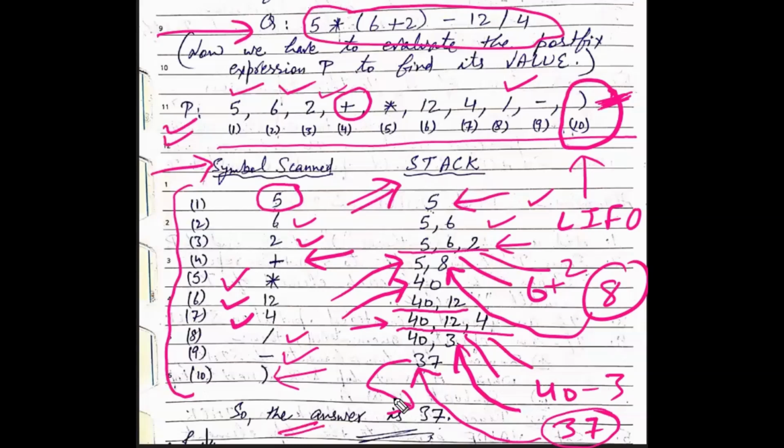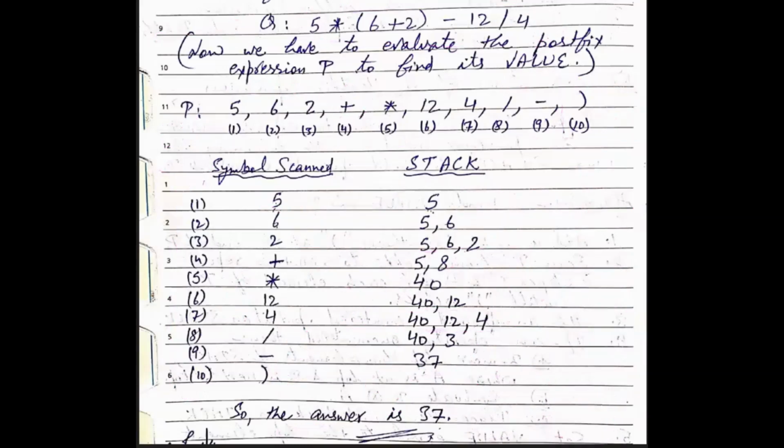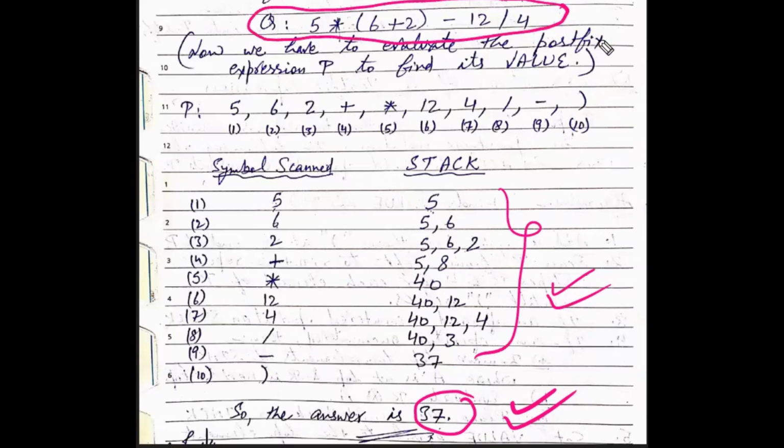So this is the solution for this particular example. Now you can see it clearly. We have performed all the operations and we got the answer as 37. I hope you understand this particular example of evaluating a postfix expression. You can check the answer with this particular infix expression as well. When you solve this infix expression, the answer is again 37. So it verifies that our algorithm is correct, our answer is correct.